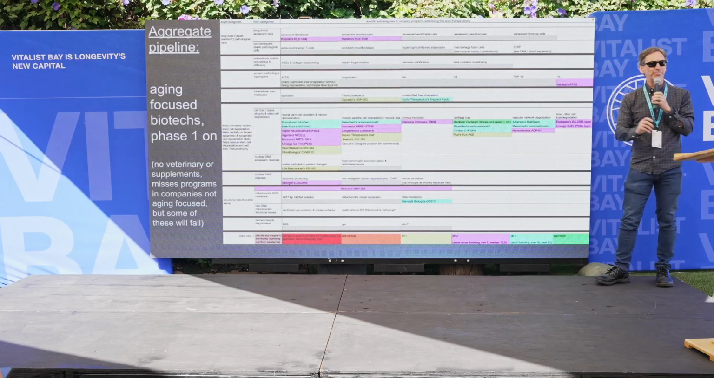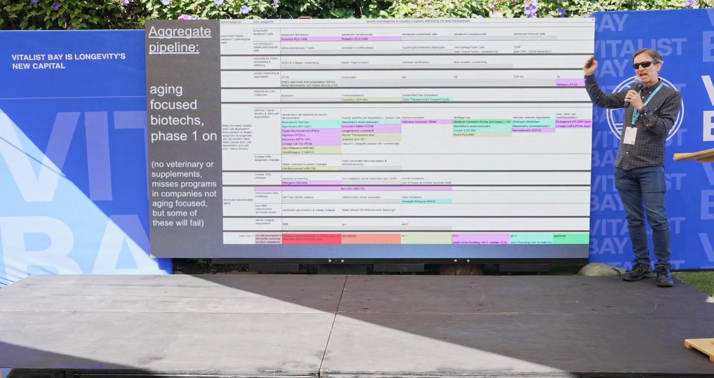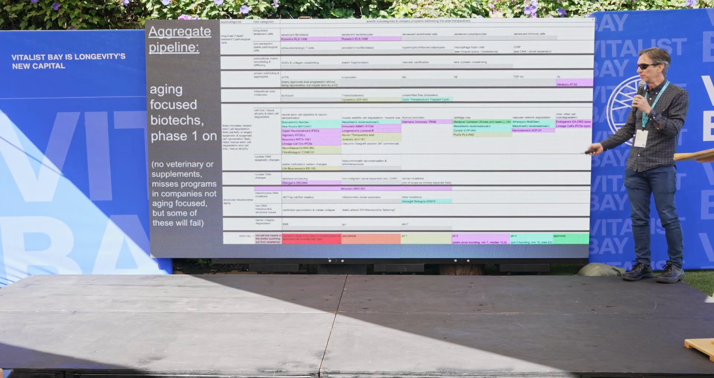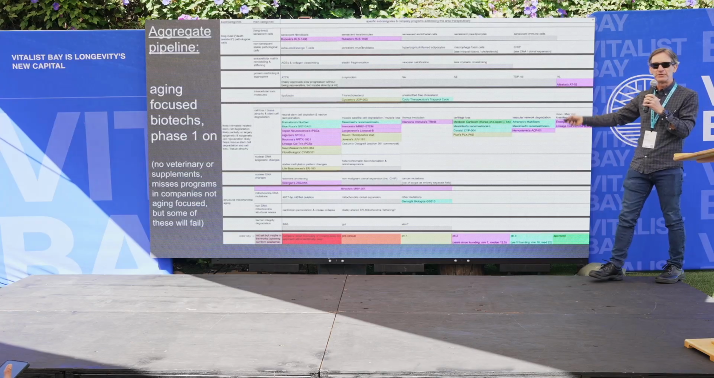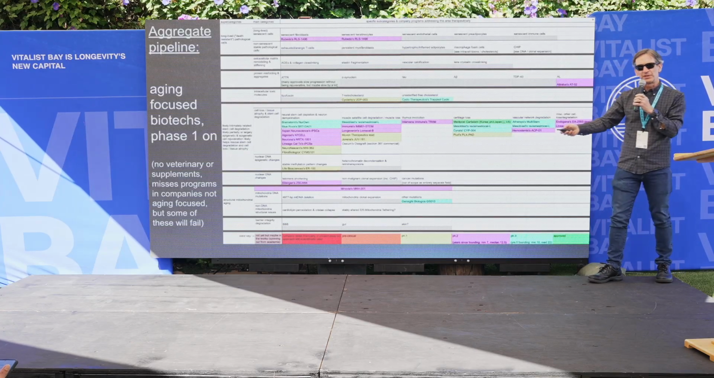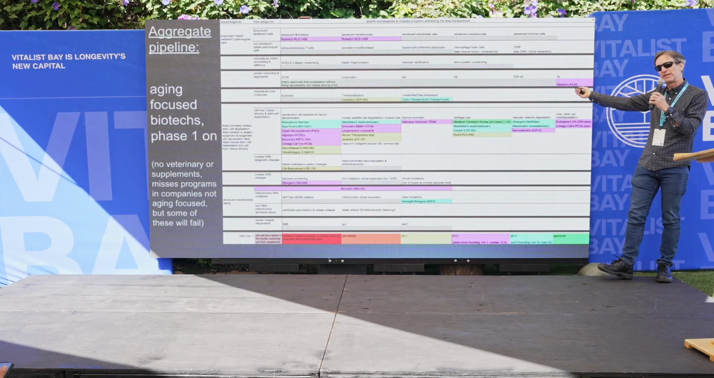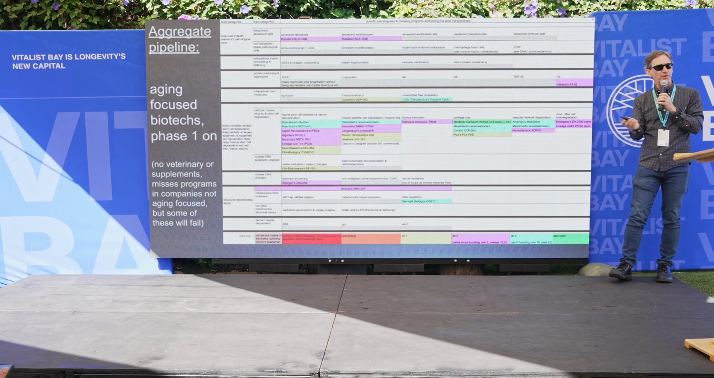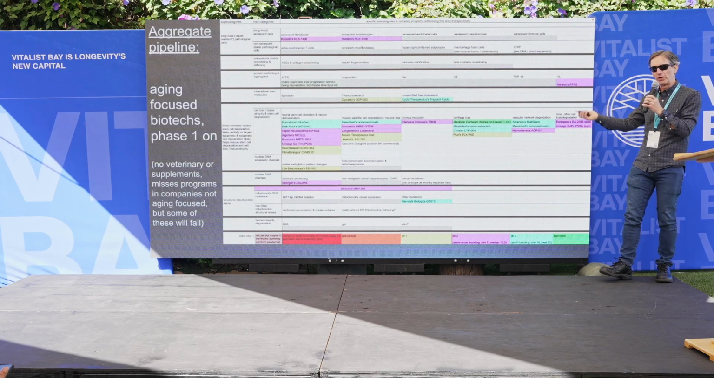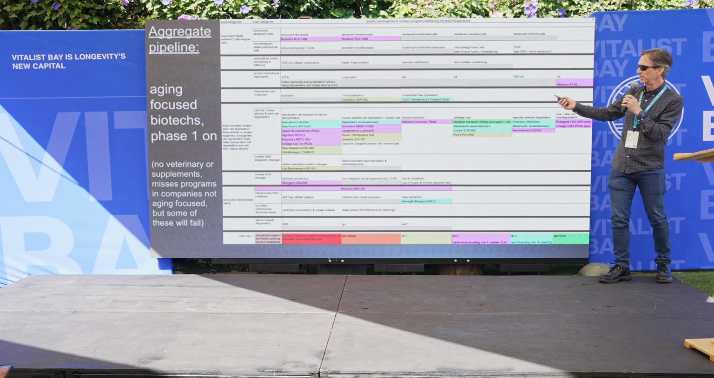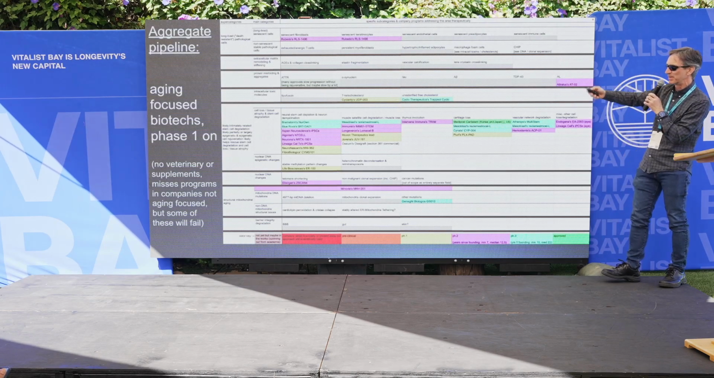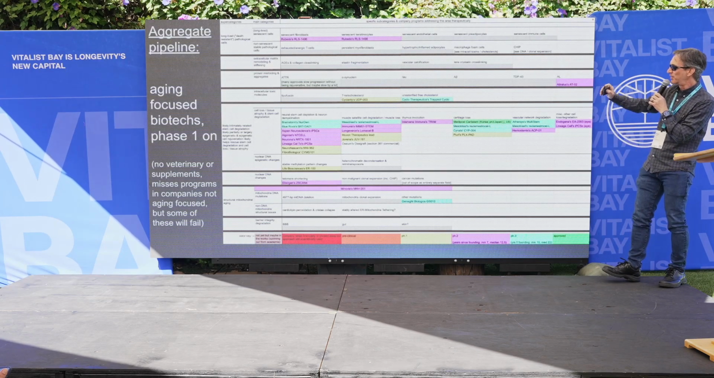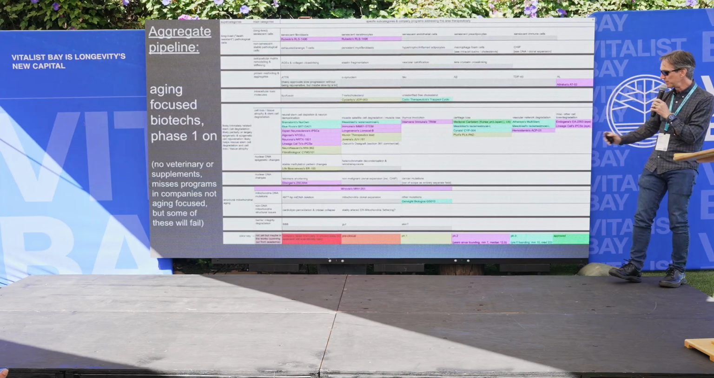This is the aggregate pipeline of the entire set of aging-focused companies. So this doesn't include veterinary, this doesn't include supplements, and this doesn't include the programs that hit some of these targets, but are from companies that aren't, for the most part, focused on aging. So like a big pharma program that happens to hit one of these, or other companies whose focus is oncology or something else but have a side program. But this is only the clinical stage. So I've only done the yellow, purple, blue, and green.